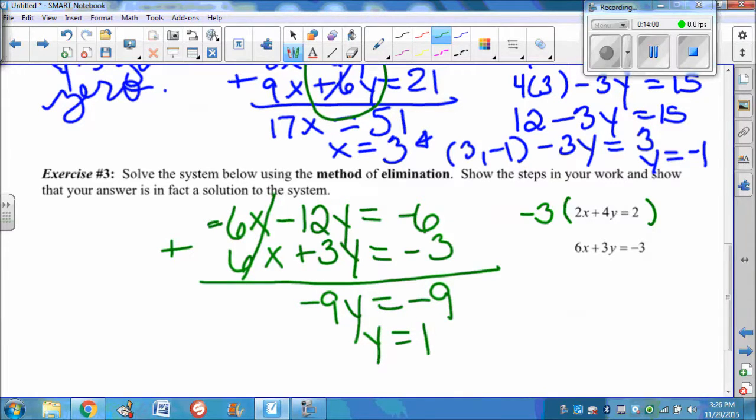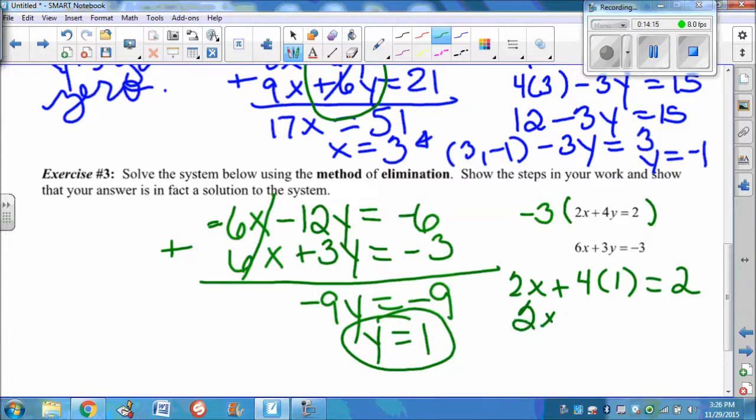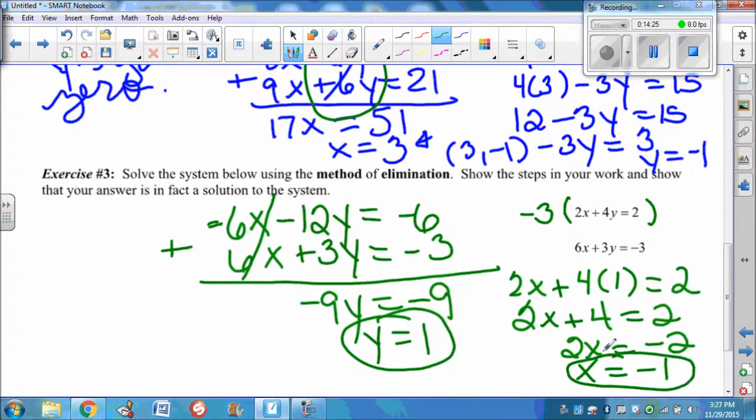Now if we have one solution, we've got to be able to take and substitute back into one of the originals. I'm going to go back into the first original. Now we solved for y here, so make sure you're putting it in for y and not for x. We need to find x. So 2x plus 4 equals 2. 2x equals -2, and x equals -1. So my solution is -1, 1, and they want to check that.